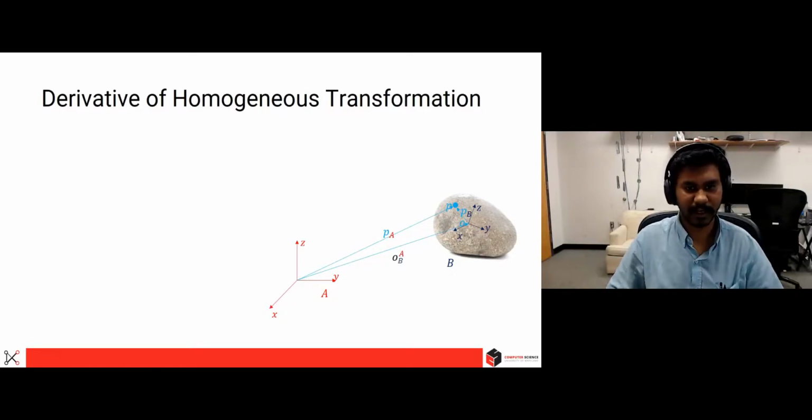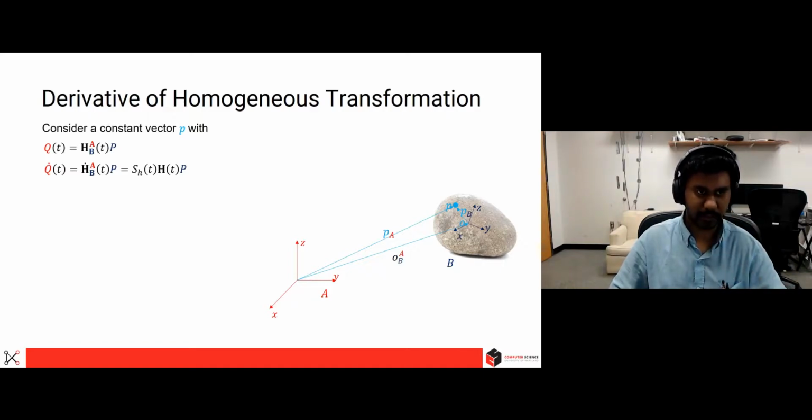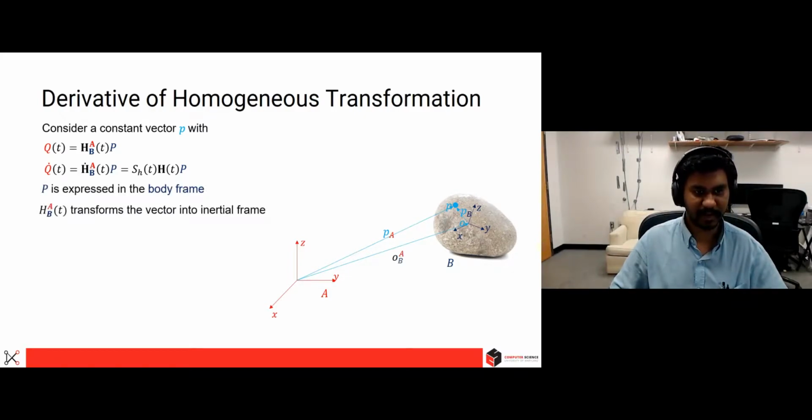Now we'll have to talk about the derivative of a homogeneous transformation. This figure is exactly the same we were using in the previous slides. Consider a constant vector p with the properties shown here. Here capital Q and capital P represent the homogenized versions of q and p as we had in the previous slides. So Q of t is basically the homogeneous transformation H, which takes you from B to A, times P. And if we differentiate this, we just directly get the twist matrix. Capital P is represented in the body frame, or in our case, the frame of the quadrotor. And the homogeneous transformation transforms the vector into the inertial frame or the world frame from the body frame.